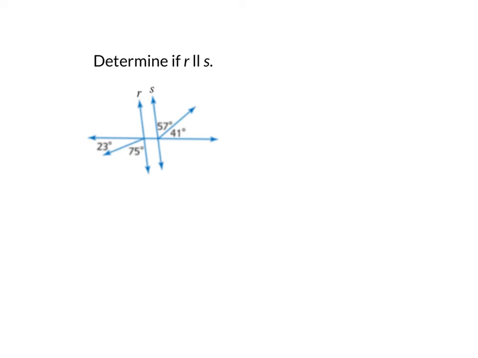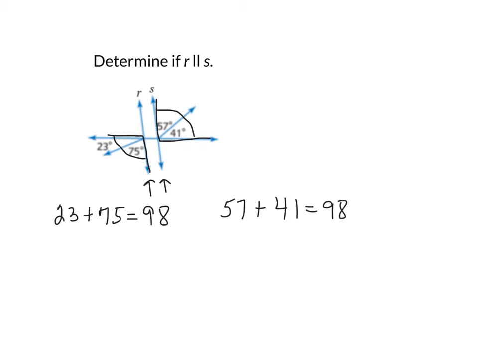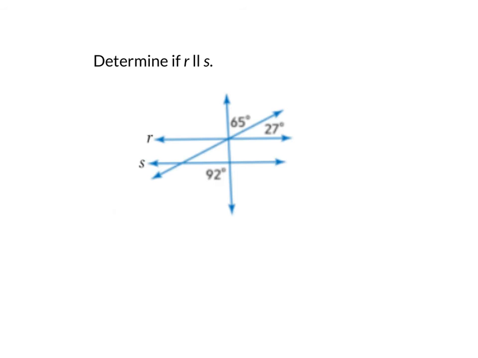For this example, to show that lines R and S are parallel, we want to see if these angles add up to these alternate exterior angles, like together they make the alternate exterior angles. So if we add them together, we'll know if they're congruent or not, and then we'll know whether R is parallel to S. We do see that the angles are the same, and therefore R is parallel to S.